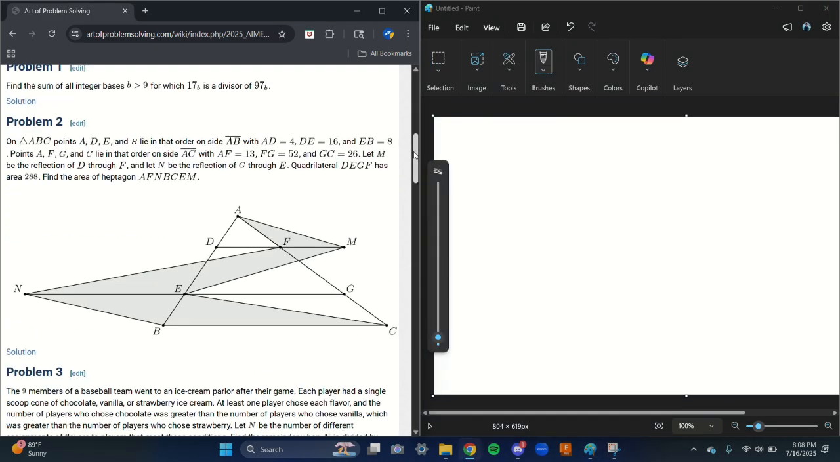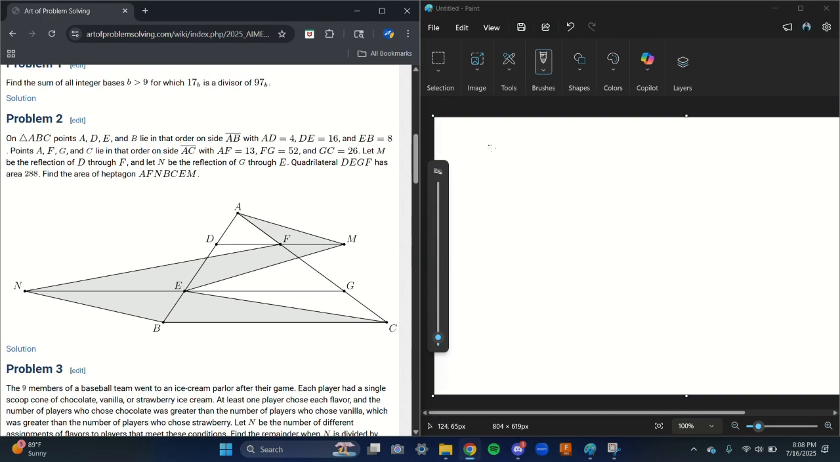Okay, so problem 2. This is a really simple geometry problem. So we're given this triangle, and then we're given some side lengths, and then basically the problem reflects two triangles over, and then it makes these two new triangles. And then we're given the area of a quadrilateral, DFEG, which is 288, and then we're asked to find the area of this weird-looking heptagon.